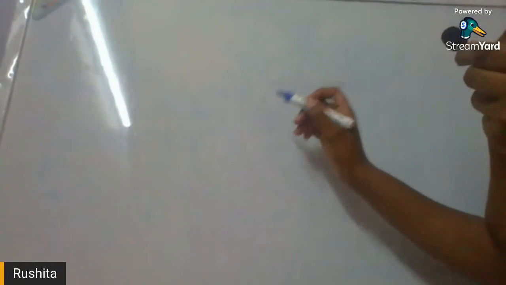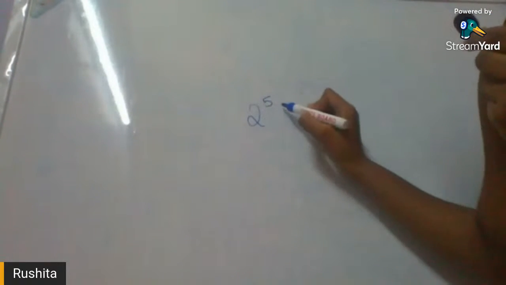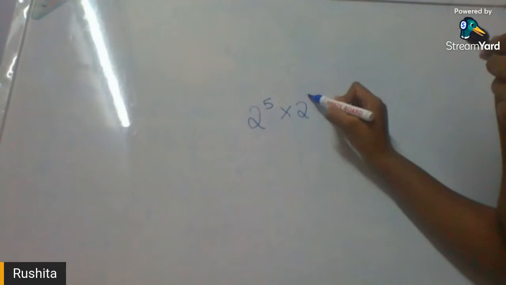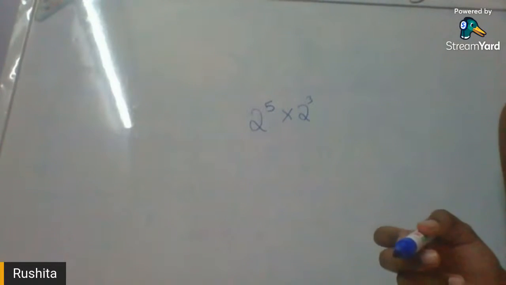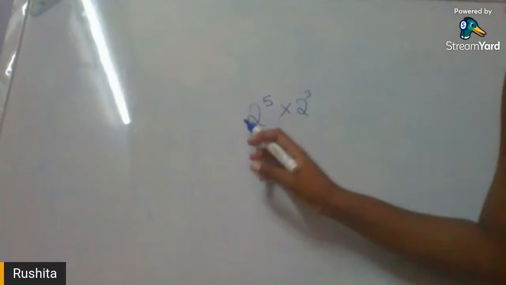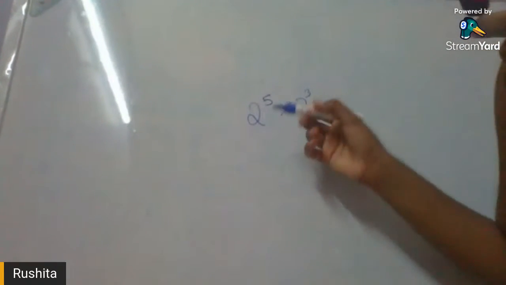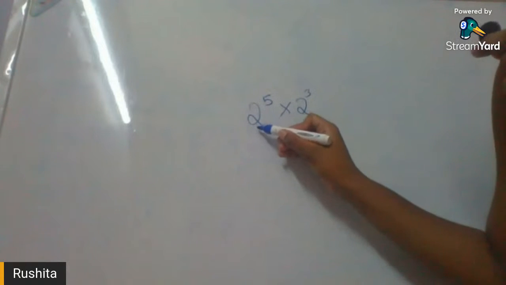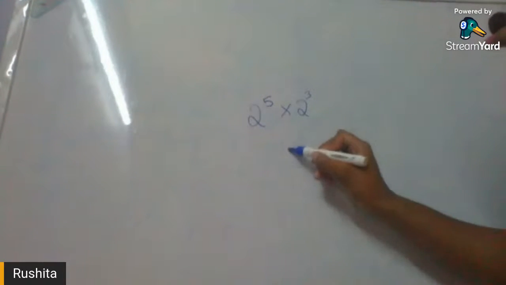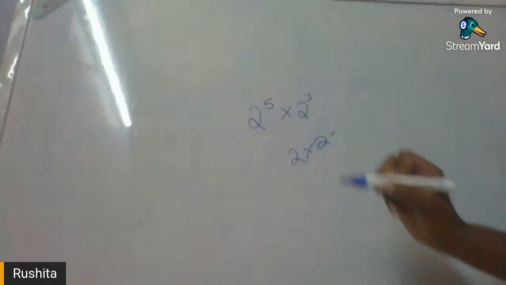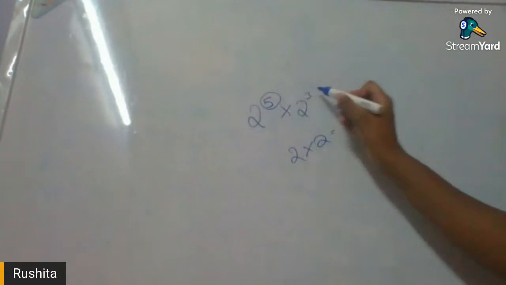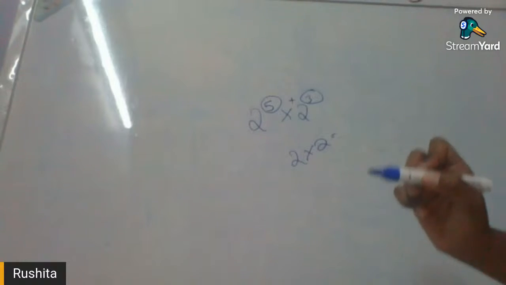Now what is being said over there is when the numbers with the same base. Now you know what a base is. So when the numbers with the same base, 2 to the power of 5 into 2 to the power of 3, are multiplied, then the power of the product, whatever comes from 2 into 2, will always be equal to this 5 plus 3. Understood?